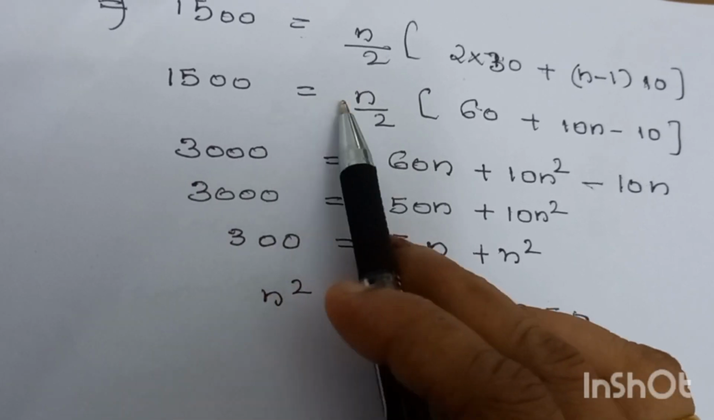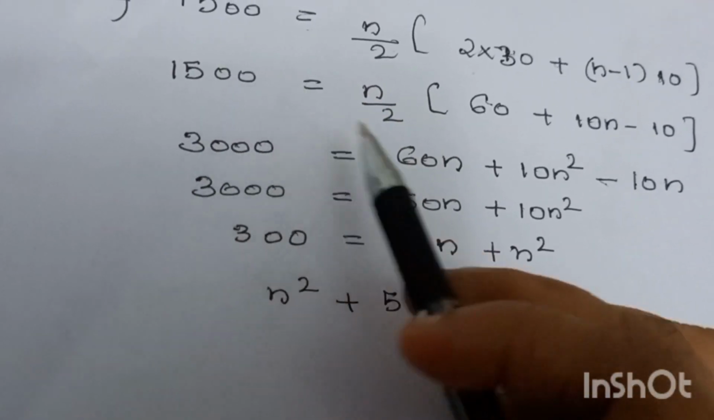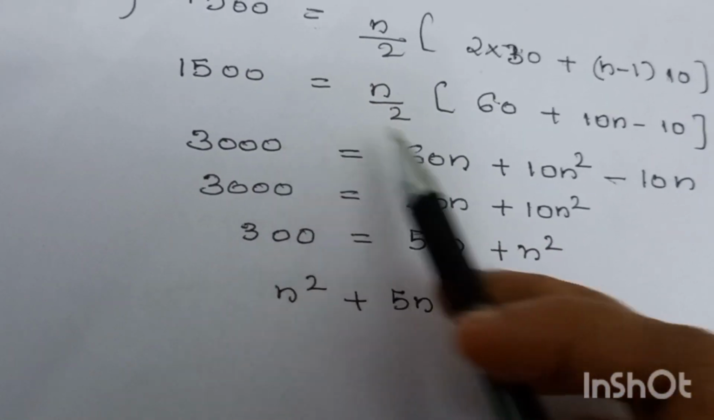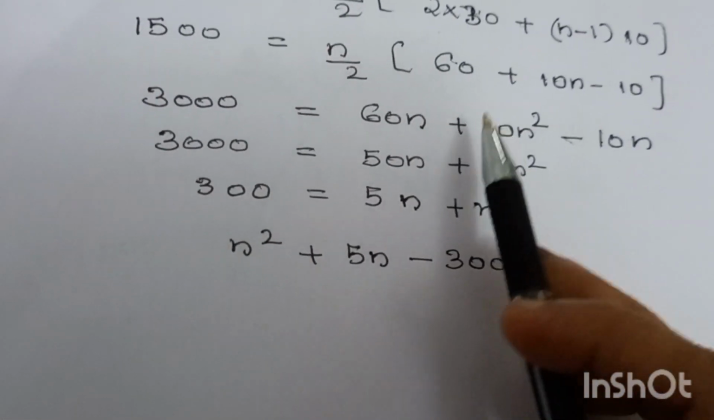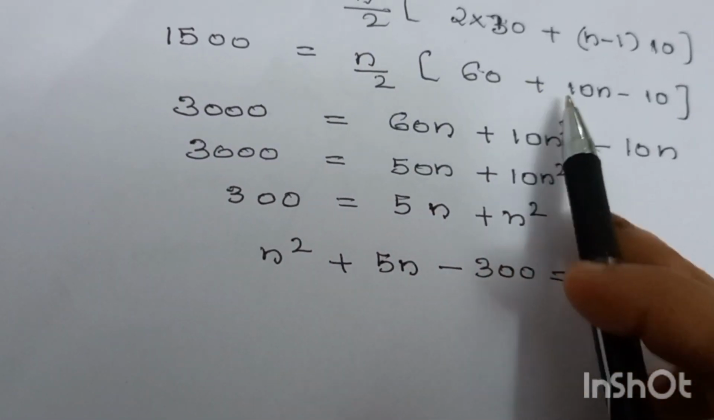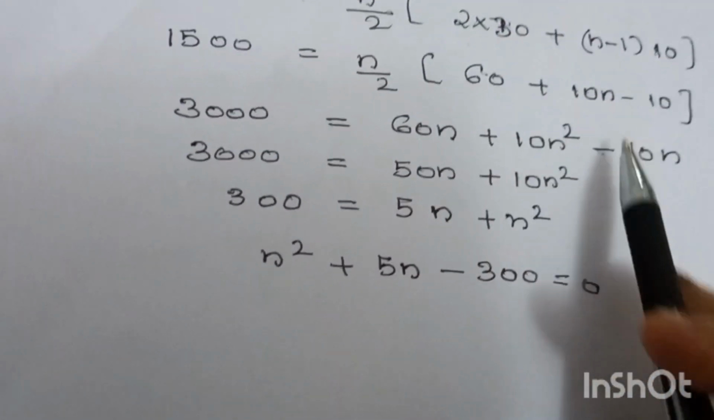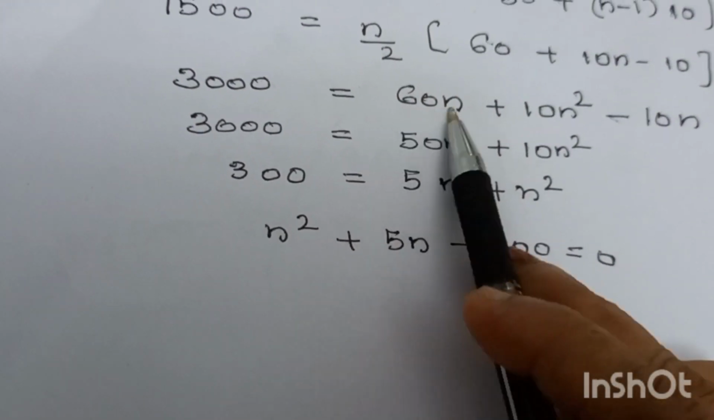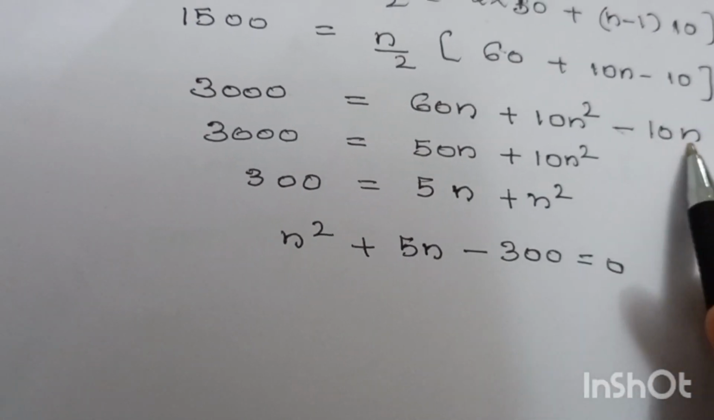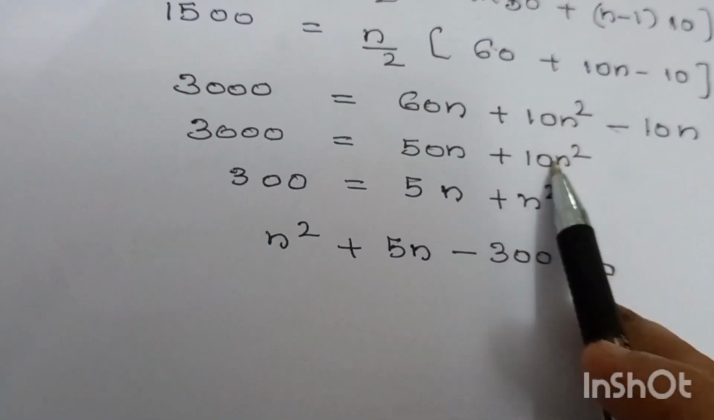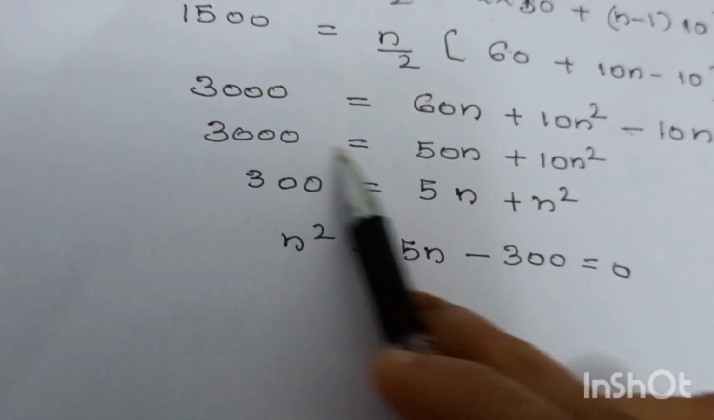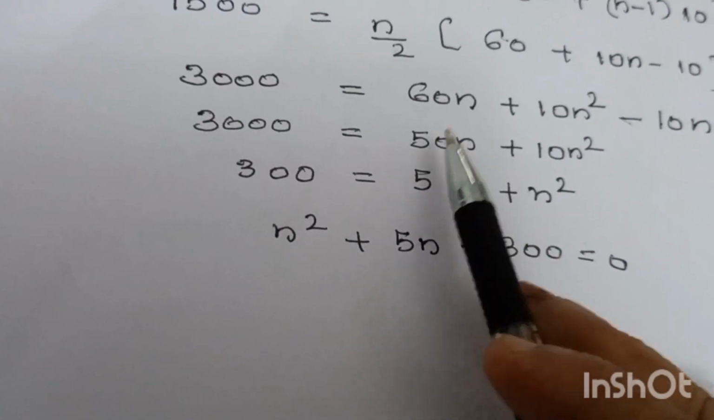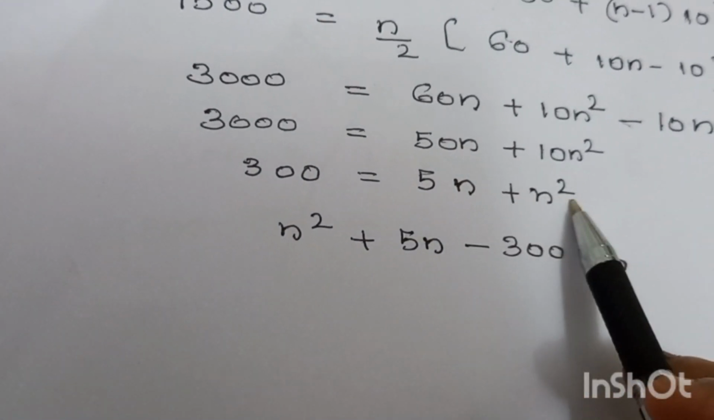So 1500 is equal to n by 2. Just cross multiply this. 1500 into 2 we get 3000. 60 into n is 60n, plus 10n into n minus 1, that is 10n square minus 10n. So 3000 is equal to 60n minus 10n, so we get 50n plus 10n square. Dividing throughout by 10 we get 300 is equal to 5n plus n square.